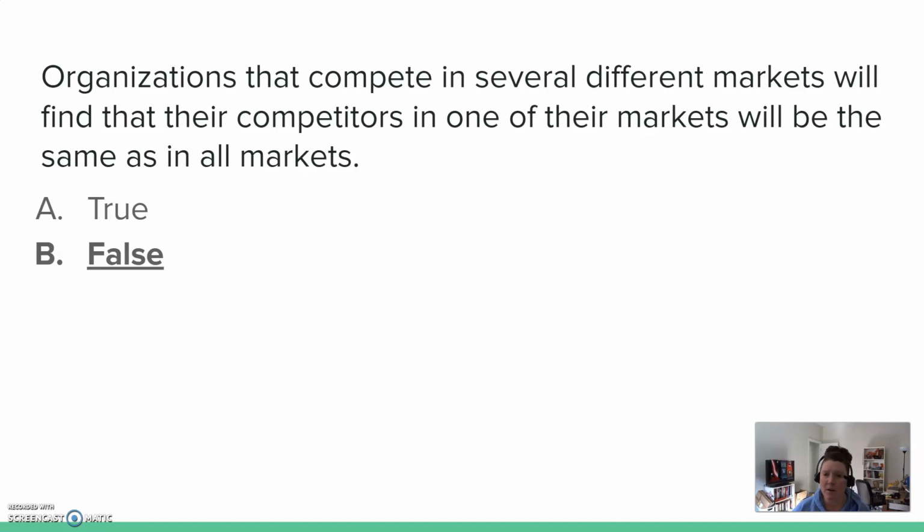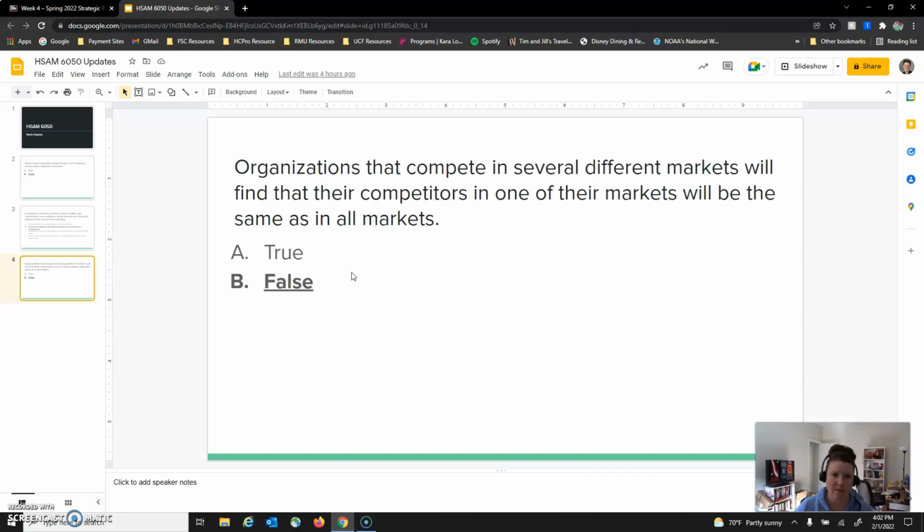Same thing could occur if you have an organization that is providing a bunch of different services. So you might have patients that come to see you for lab services, but not necessarily for physician practice services. Your lab competitors could be things like Quest and LabCorp, and your physician practice competitors could be like AHN, UPMC, etc. So very different competitors. So our answer here is false. And that's all I've got there.